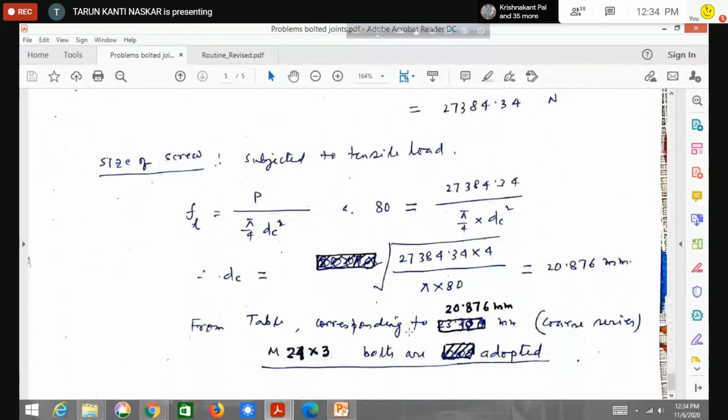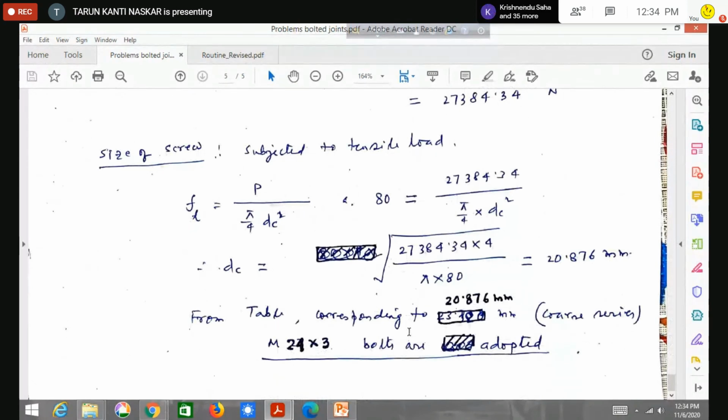Then we have to find out the size of the screw, and it is subjected to tensile load. So Ft is equal to P by pi by 4 dc square. From this, dc is found out, that is 20.876 millimeter, and you consult the table, say the coarse series, so corresponding to 20.876, it will be M24 by 3. So the adopted size of bolts is M24 by 3. This is the coarse series. So four problems are as shown.